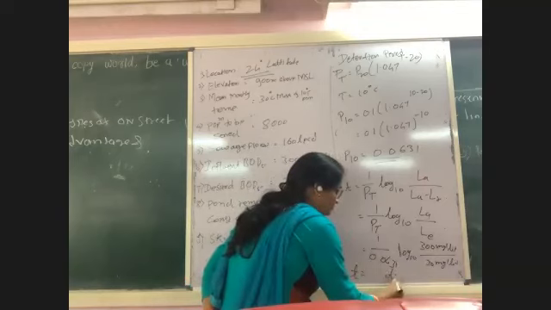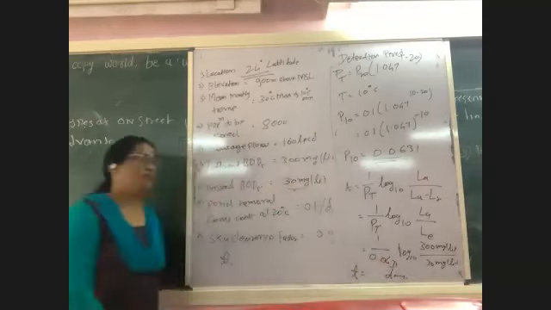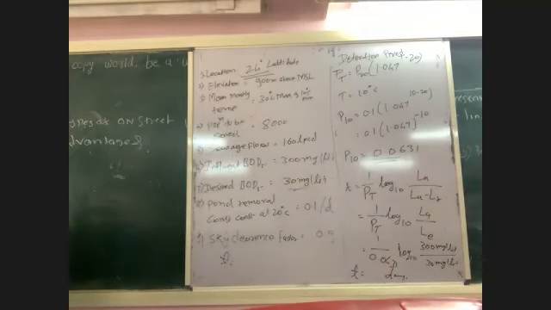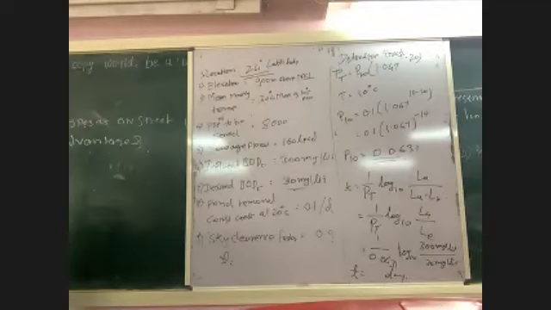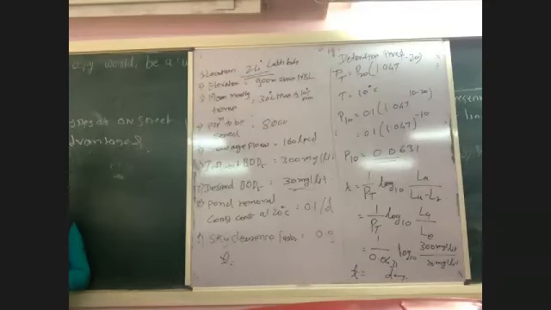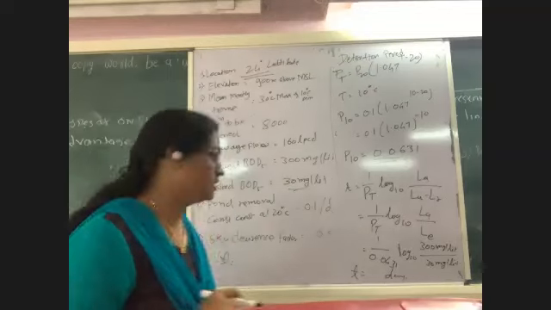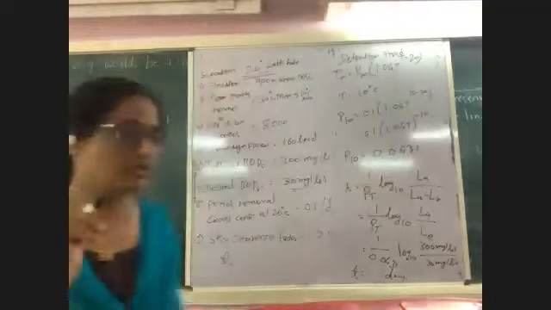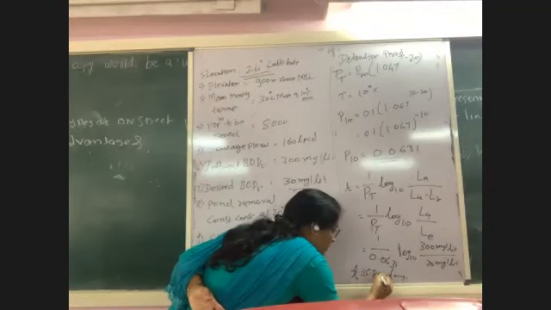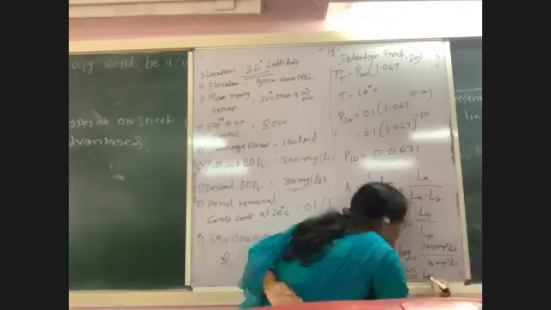Let me tell the answer for small t in days, the detention period. Tell me the answer. Okay, someone has written in the chat box 0.063, it is the earlier answer. Now tell me the answer for small t. 15.84, right? 15.84 days, or simply we can say roughly 16 days.